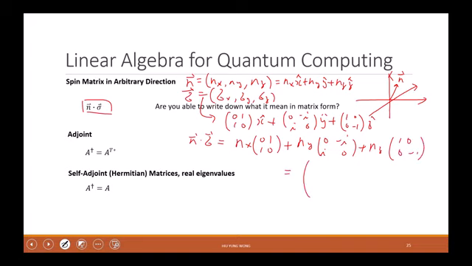And it's just a matrix. It becomes nz, nx minus i ny, nx plus i ny, negative nz. It is a matrix, and indeed this is a matrix because it's an operator, right? And you can tell by making this in the z direction, this will become sigma z, x direction becomes sigma x.